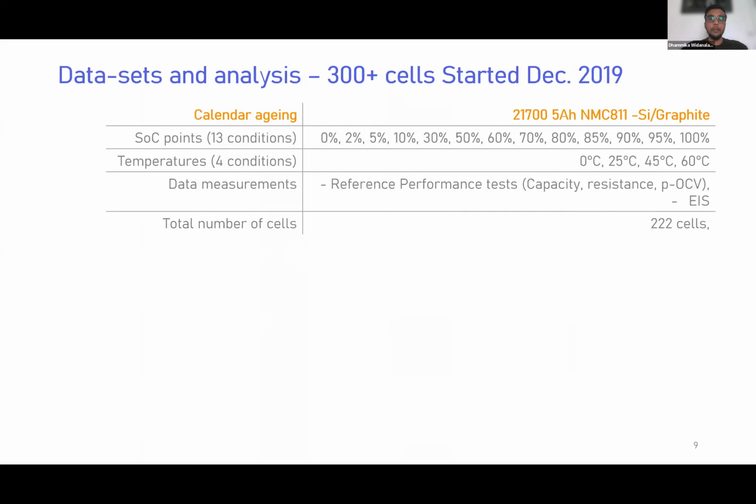So we've tested over 300 cells, and the usual approach with long-term aging is you would conduct what are called calendar aging tests, which is where you leave the battery idle at some SOC point. So in our case, we had 13 SOC points and 4 temperature conditions. And you would do certain measurements, what's known as reference performance tests, to get the capacity and the resistance periodically. And we've got 222 cells running in these conditions. Some of these conditions are still ongoing, and we hope to keep them going at least until the end of this year or middle of next year.